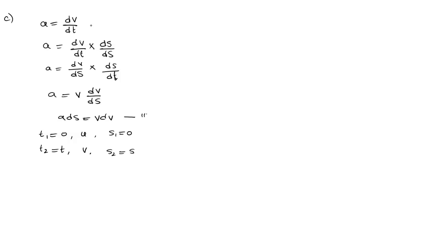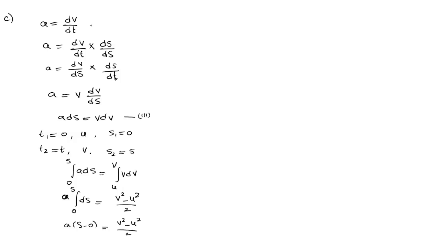Okay, this is the third condition. In this third condition, we apply the following two limits. Integral 0 to s of a into ds is equal to integral u to v of v dv. Here a is common. Integral 0 to s of ds is equal to v square minus u square by 2. Here a into s minus 0 is equal to v square minus u square by 2.